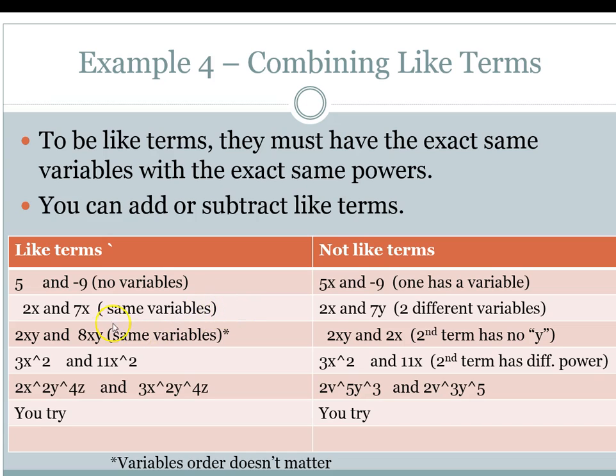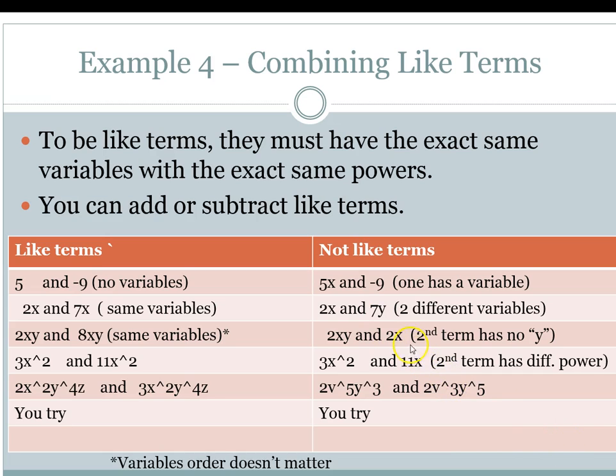You couldn't add them, you couldn't subtract them. 2x and 7x have the same variables, so you can combine them. 2x plus 7x would make 9x. 2x minus 7x would be -5x. Not like terms. 2x and 7y. Yes, they both have a variable, but they're different variables, so you can't combine those if they're not the same variables. 2xy and 8xy. Yes, you can combine those. Those are the same variables, so if you added them, it would be 10xy.